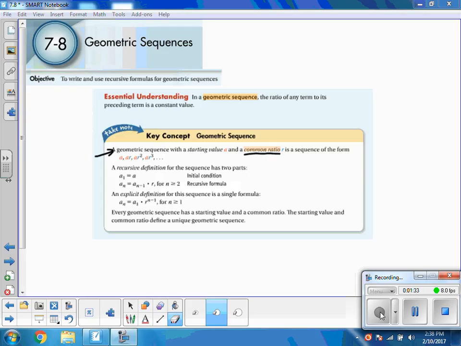We also have two other things: a recursive and an explicit definition. A recursive definition is used when you want to find the next term, so you would use a recursive equation to find the next term in line. An explicit definition is if I want to run my formula to find the 100th term or the 50th term without having to write out the whole pattern. But this all comes down to a starting value and a common ratio, two things you need to find, and those are what make it unique to a geometric sequence.